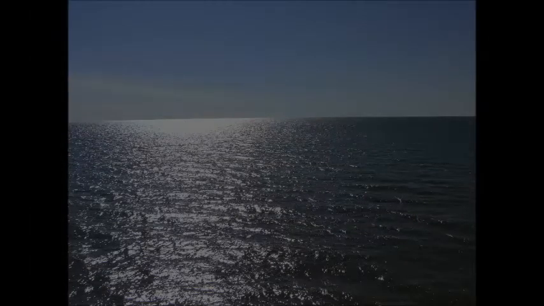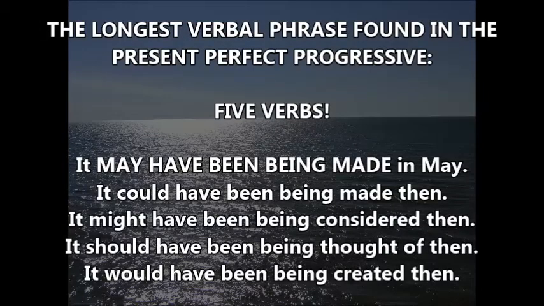The longest verbal phrase found in the present perfect progressive has 5 verbs. It may have been being made in May. It could have been being made then. It might have been being considered then. It should have been being thought of then. It would have been being created then. Okay, we're talking about an action that may or may not have happened in the past.